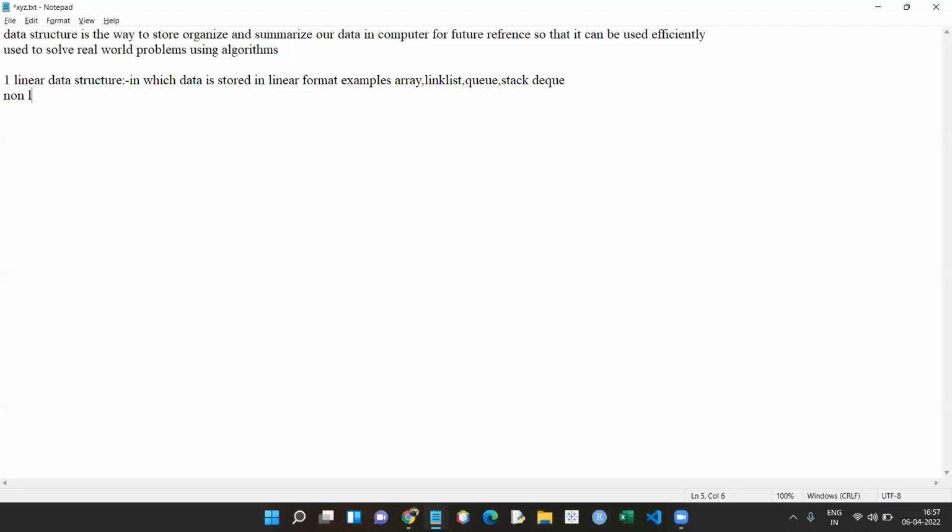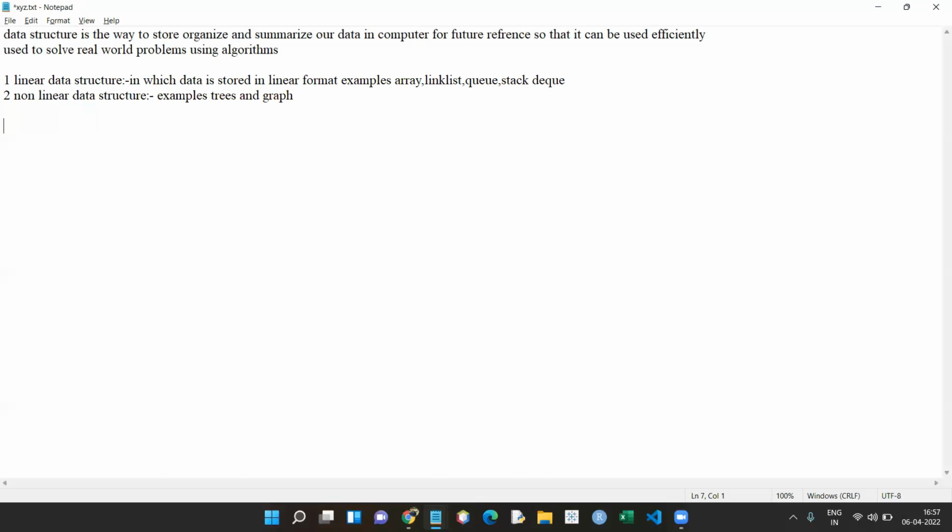Talking about non-linear data structure. Non-linear data structure is exactly, as the name indicates, the opposite of linear data structure, in which the data is not stored in a linear format. The data is stored in some hierarchical structure. Examples are trees and graphs. So trees and graphs are the examples of non-linear data structures.